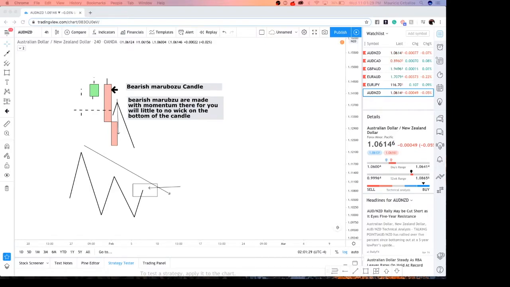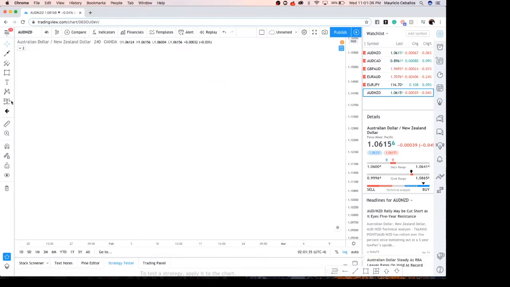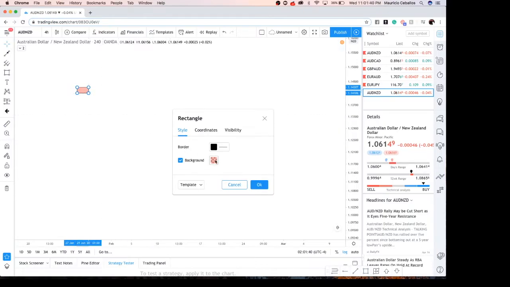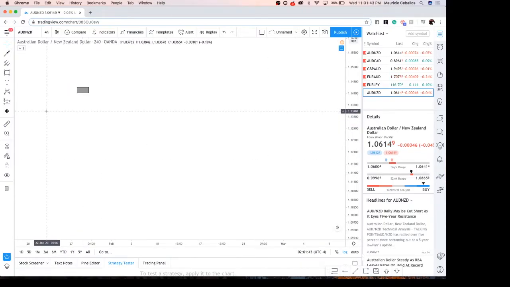Now, there's another one that many of you might relate to and might already know. So this right here, I'm going to put this in black. Why? Because this right here is our doji. Now, what is a doji, and what can you identify?